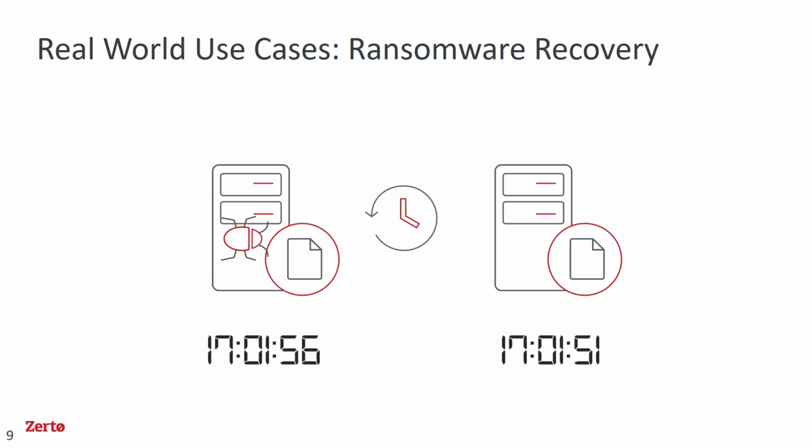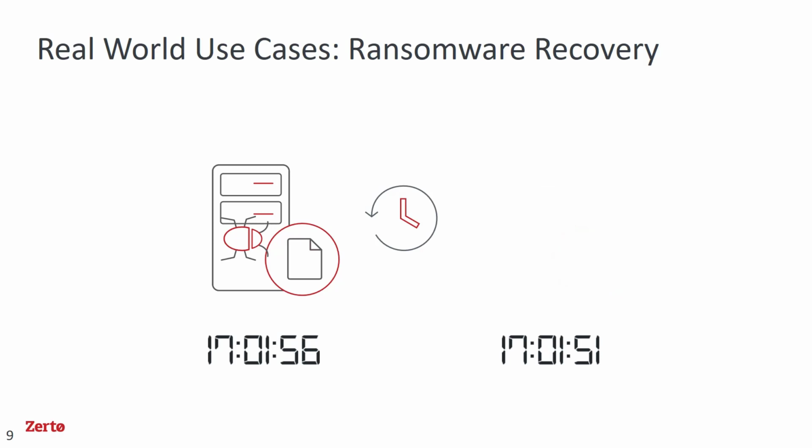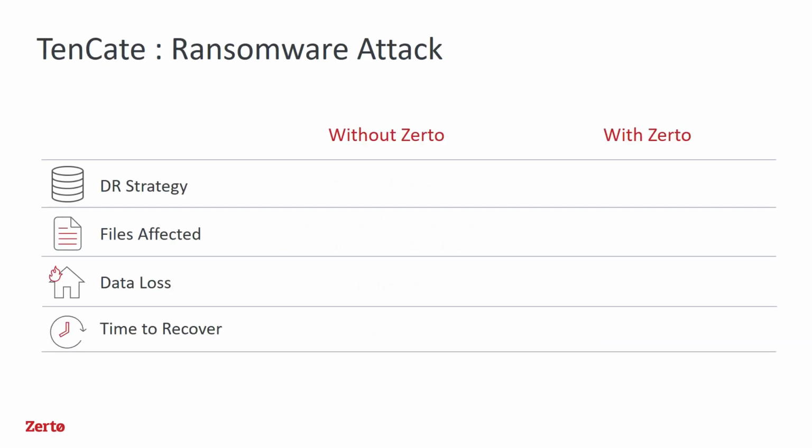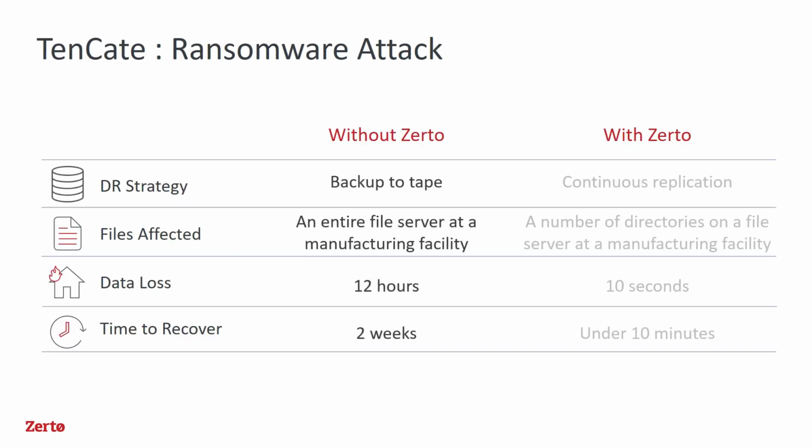Now, let's say only a specific folder was encrypted. You can simply rewind the folder to how it was 5 seconds before it actually happened with only a few clicks. Now, this actually happened to one of our customers, unfortunately. Now, the unfortunate part is where they didn't have Zerto. Now they're fortunate enough to have Zerto, because without Zerto, they actually had to go back to tape, and this actually happened. They had to go back to a tape of an entire file server at one of their many manufacturing facilities, and they had to suffer almost 12 hours of data loss.